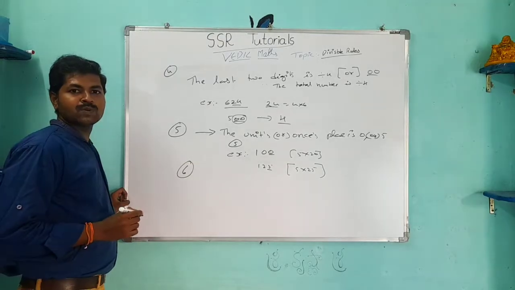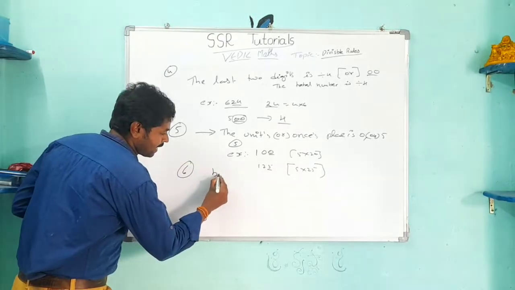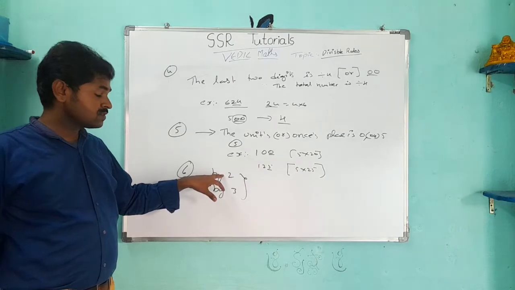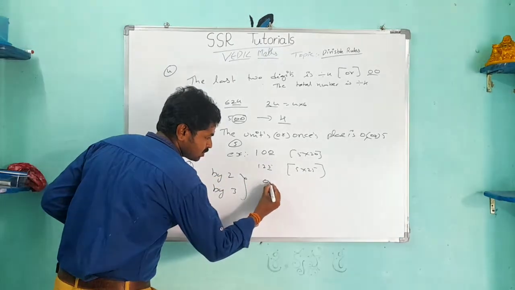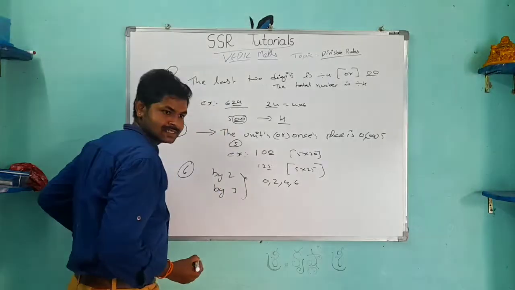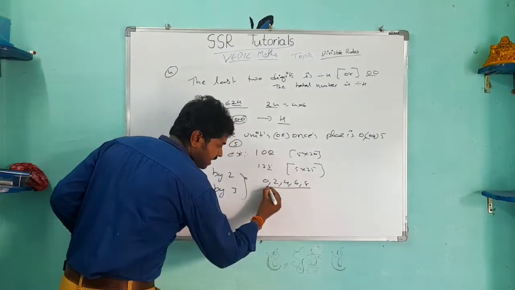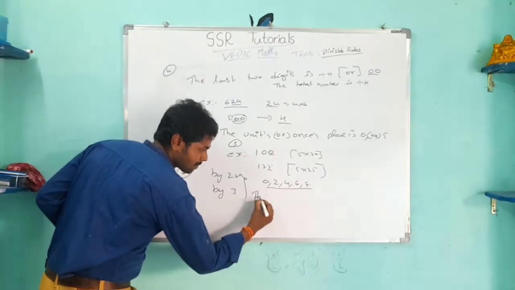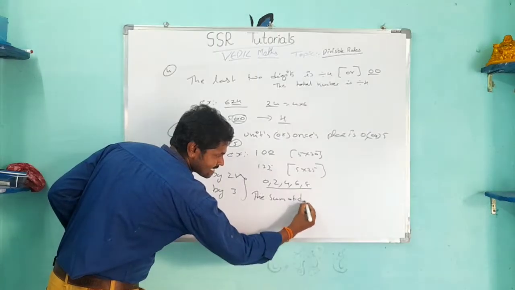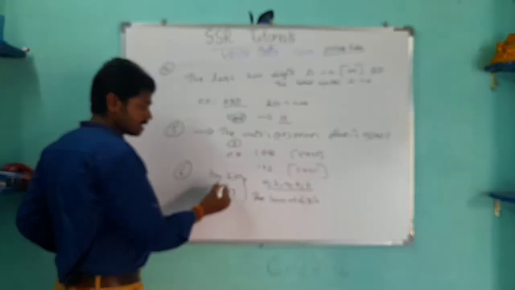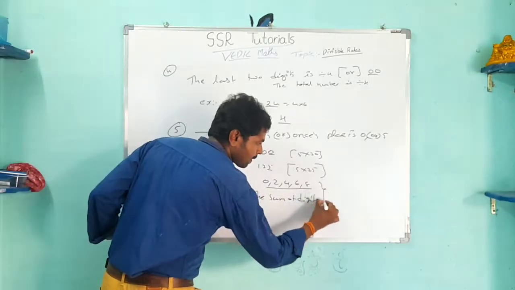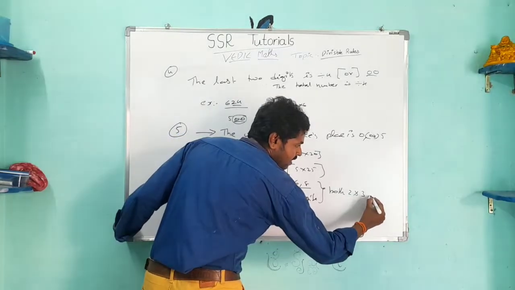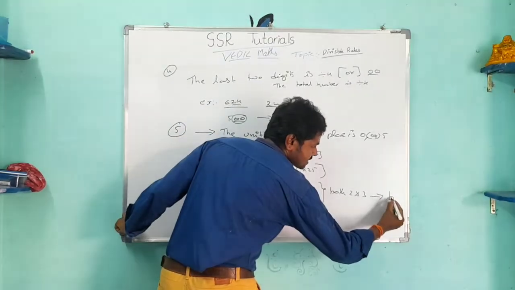Next, 6. What is divisibility by 6? They almost know. By 2 and by 3. What is divisible by 2? Units place 0, 2, 4, 6, 8. What is divisible by 3? The sum of digits. Anything that is divisible by both 2 and 3 is divisible by 6.